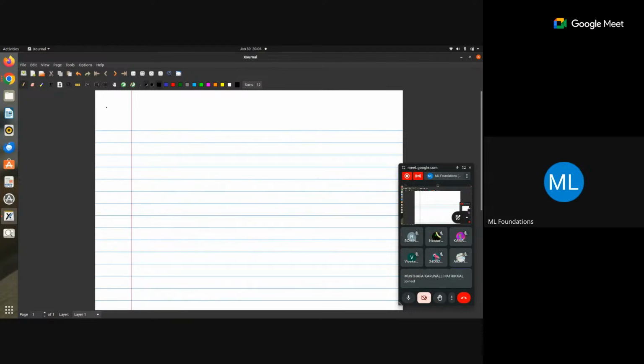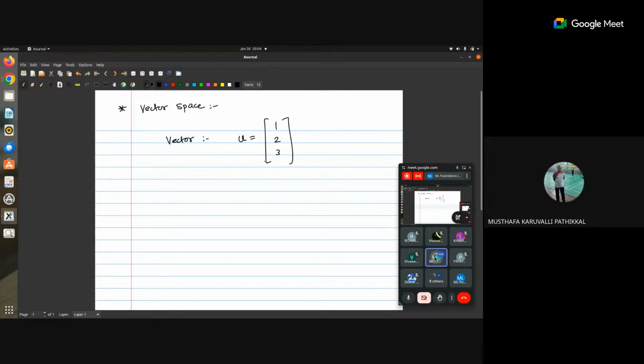So first of all, before understanding what the four fundamental spaces are, we'll try to understand what a vector space is, right? First of all, tell me what is a vector. Suppose you have u as a vector, (1, 2, 3). This is the way we write a vector. So what is this vector? It's a point in any n-dimensional space.